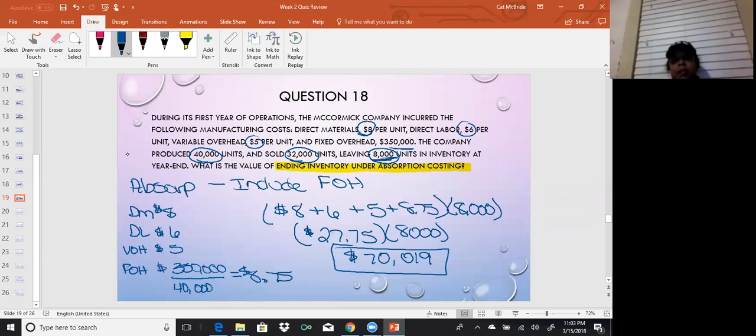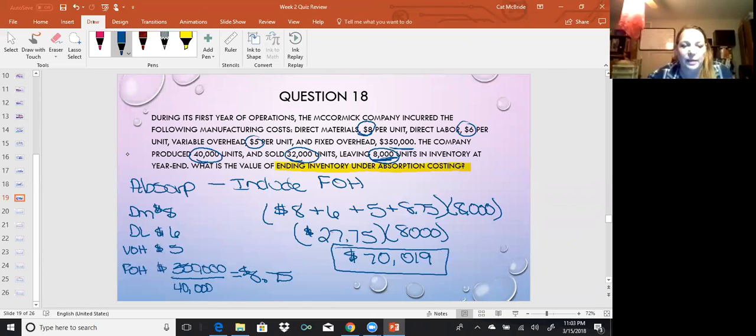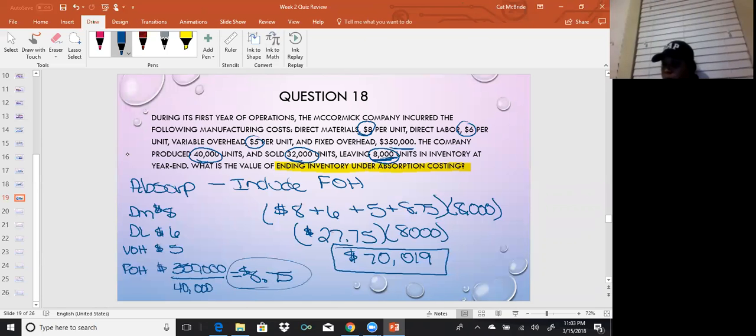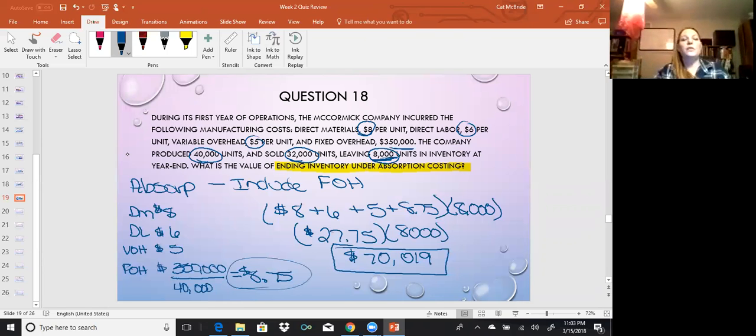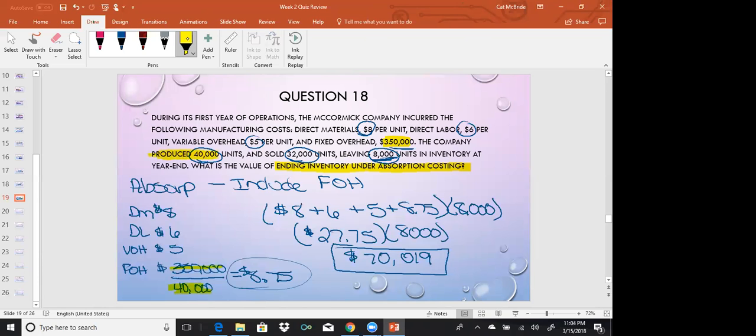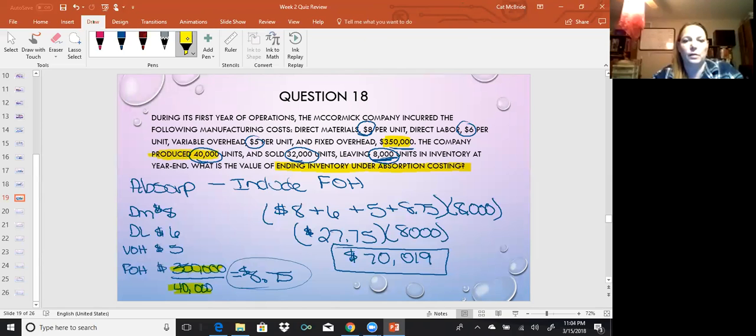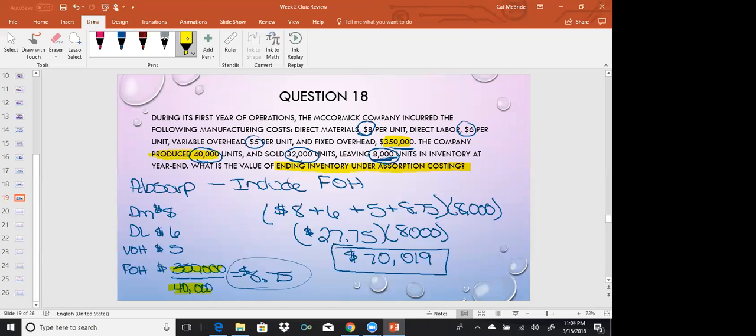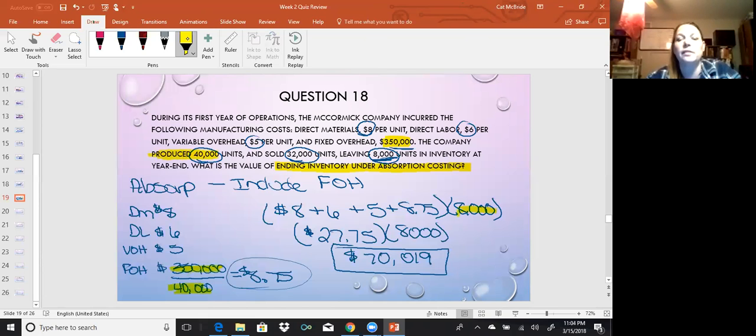What is the 8.75? That's the factory overhead per unit, because factory overhead was given to us in total, so we have to take it by unit. We were given that fixed overhead was $350,000, and we divide that by the number of units produced. Then we took each one of the costs, direct material, direct labor, variable and fixed overhead, times the units in ending inventory.